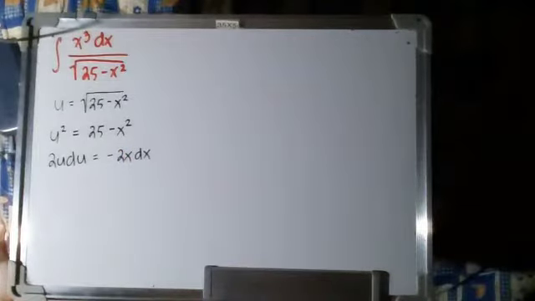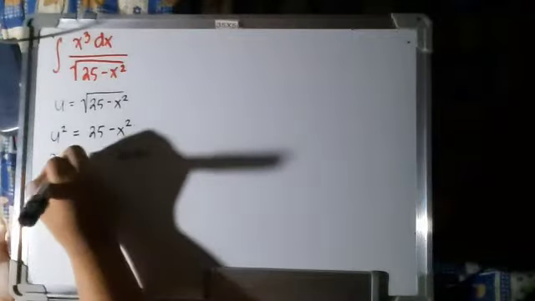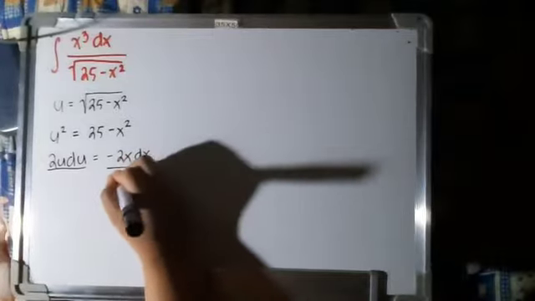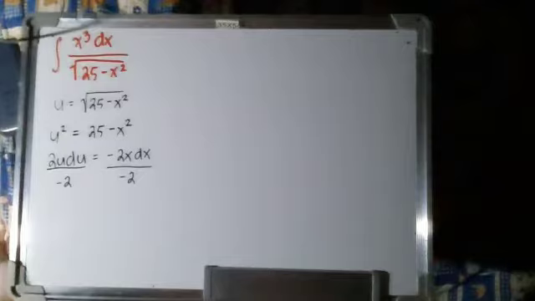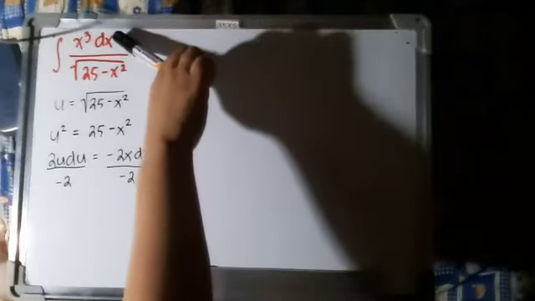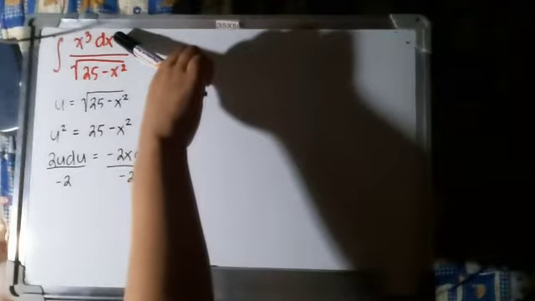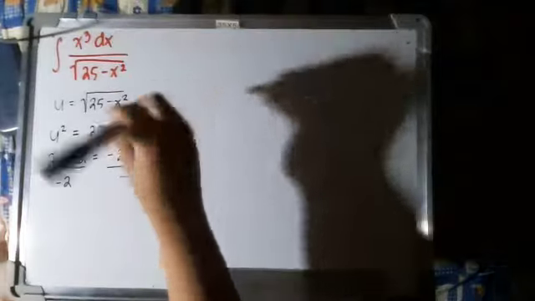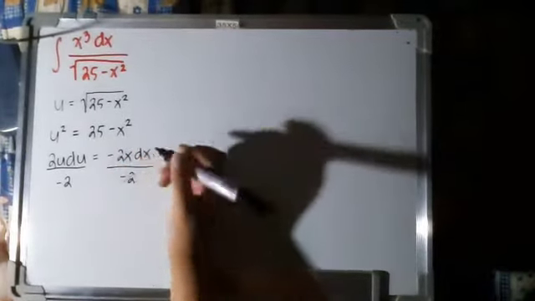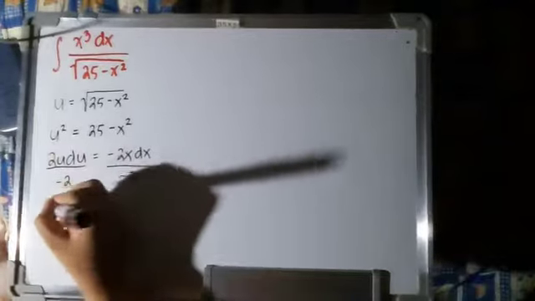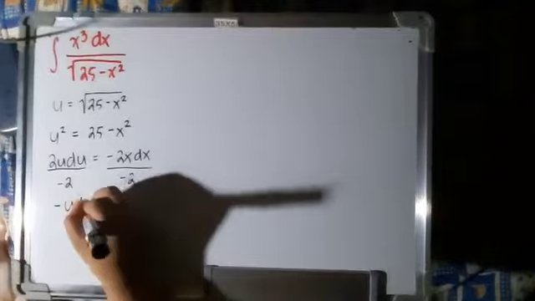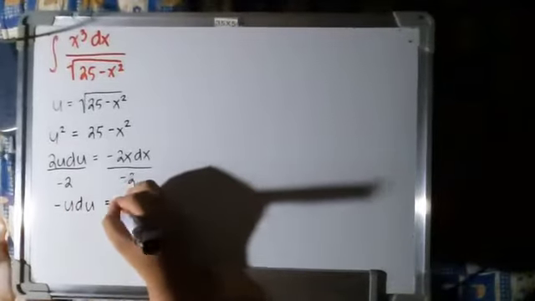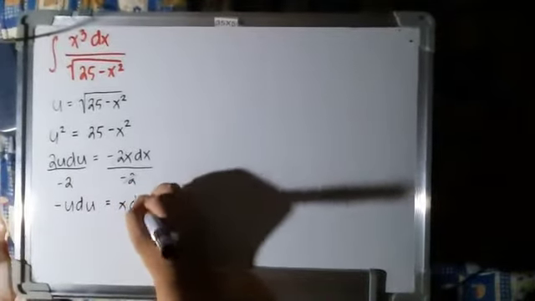Next, kailangan makuha natin yung u du lang and x dx. So, what you're going to do is to divide both sides by negative 2. Negative 2 ang gagamitin natin kasi dito, kapag pinactor natin si x cube, pwede kang magkaroon ng x dx. So, cancelled out, negative, negative. Ito magiging negative u du is equal to x dx.